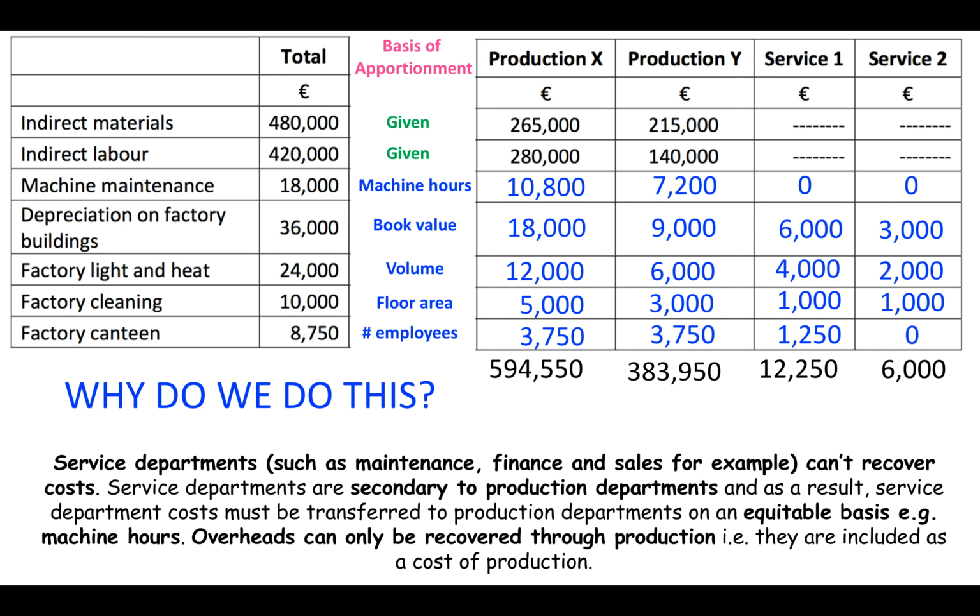Why do we do this? So service departments such as maintenance, finance or sales, for example, can't recover costs. Service departments are secondary to production departments, and as a result, service department costs must be transferred to production departments on an equitable basis, for example, machine hours. Overheads can only be recovered through production, i.e., they are included as a cost of production.